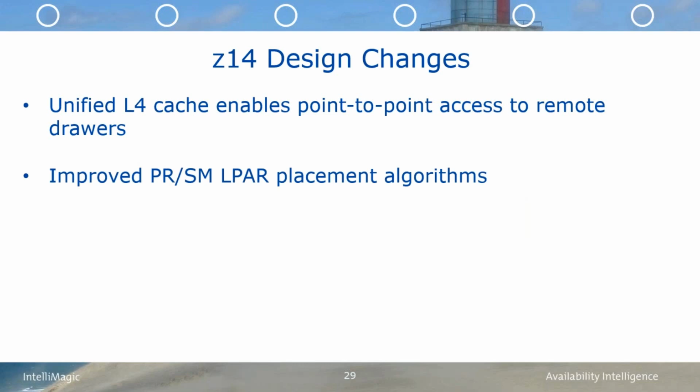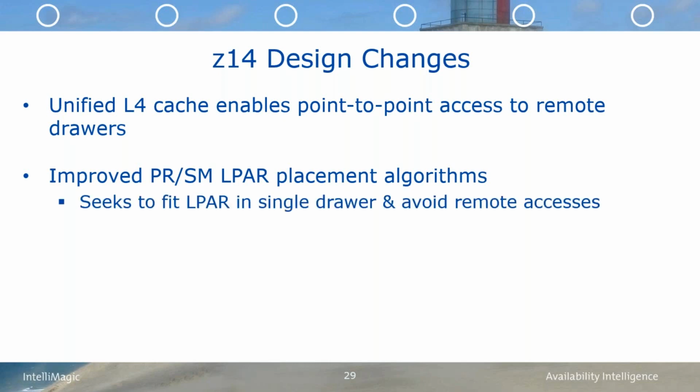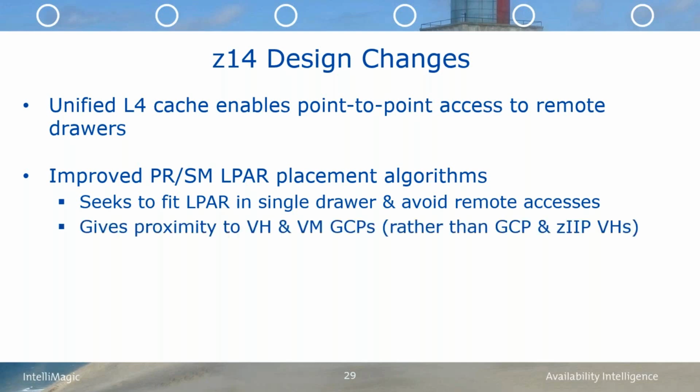Z14 also delivers changes to the PRISM LPAR algorithms designed to reduce cache waiting cycles. One change prioritizes the effort to fit an LPAR within a single drawer, seeking to reduce expensive remote accesses. The increase from 8 to 10 cores per chip makes this more achievable by increasing the size of an LPAR that will now fit within a drawer.